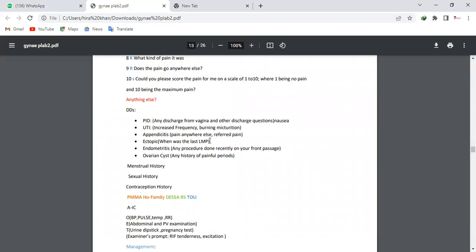And also ask here, when you are asking about the sexual history, right after asking about the partner, do ask about, does your partner have any kind of symptoms?